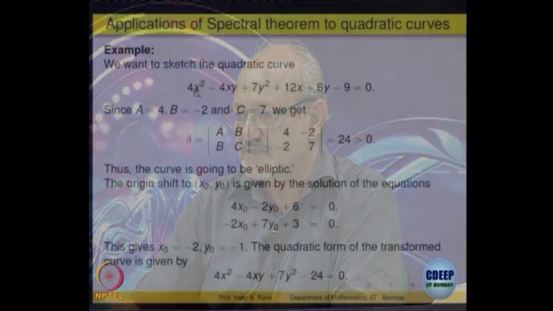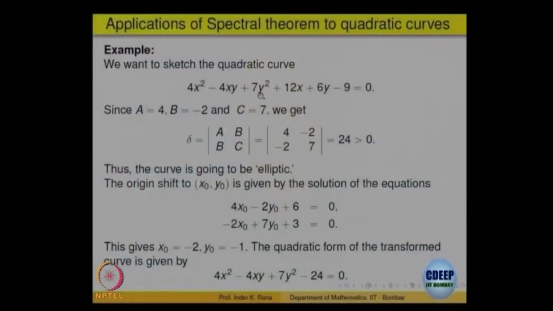So, for the rotation, what is the canonical form of this? 4x² − 4xy + 7y², and once you change that, it comes out to be 24 equal to 0. That is h. So, what is the matrix for this now?